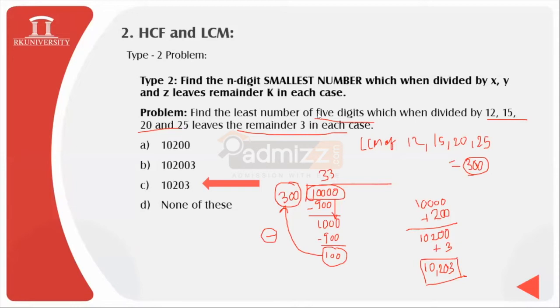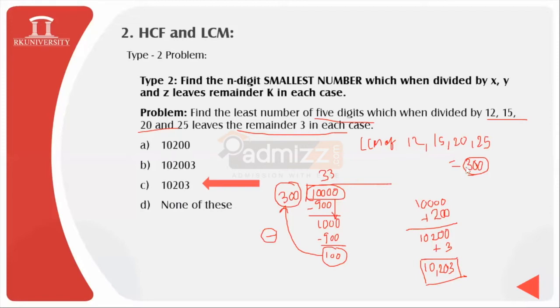That is, find the least number of 5 digits which when divided by the given numbers, that is 12, 15, 20 and 25, leaves the remainder 3 in each case. Now these will be the options available with us, 10,200, then options B, C and D. Then after, what is the first step involved? We need to find the LCM.